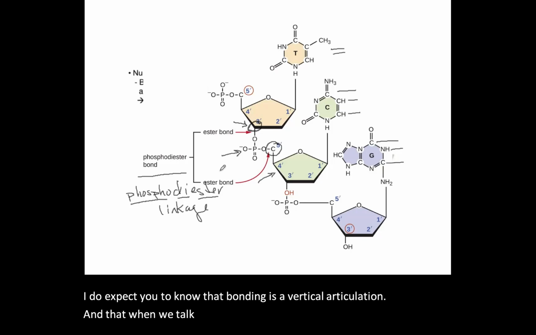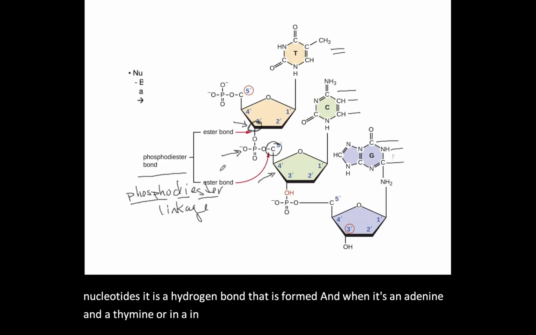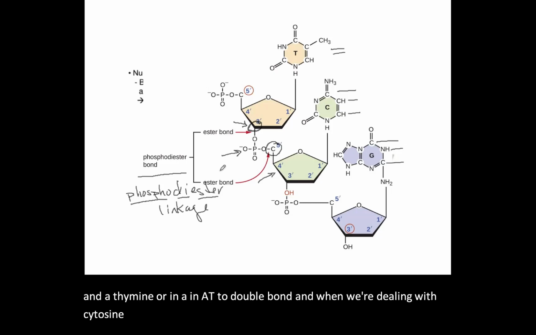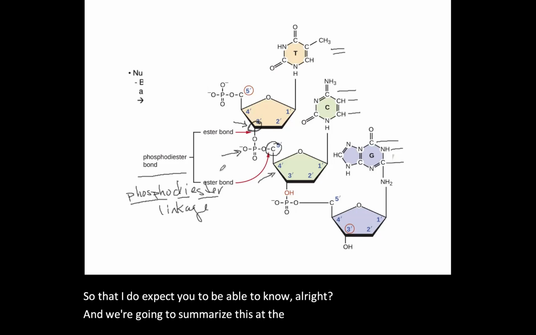And that when we talk about lateral bonding within nucleic acids and nucleotides, it is a hydrogen bond that is formed. When it's an adenine and a thymine, or an A and a T, it's a double bond, and when we're dealing with cytosine and guanine, it's a triple bond. So that I do expect you to be able to know. And we're going to summarize this at the end as well, so don't get overly freaked out.